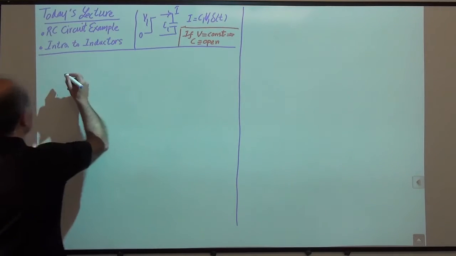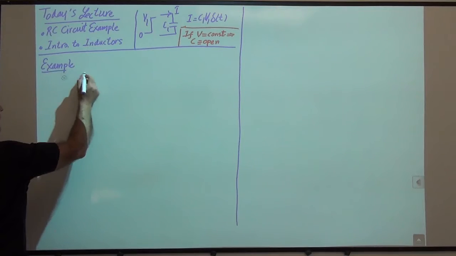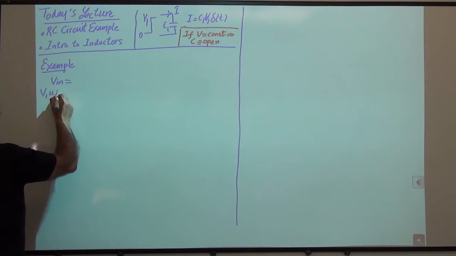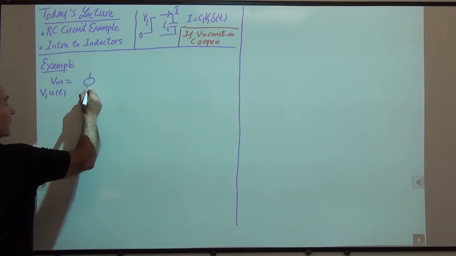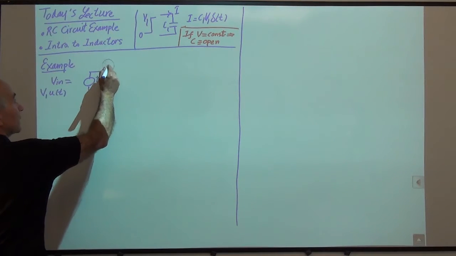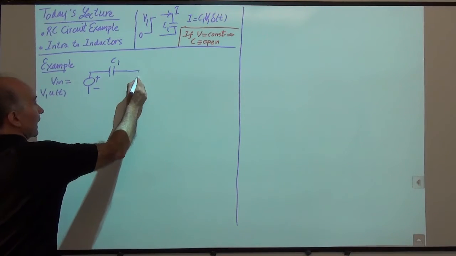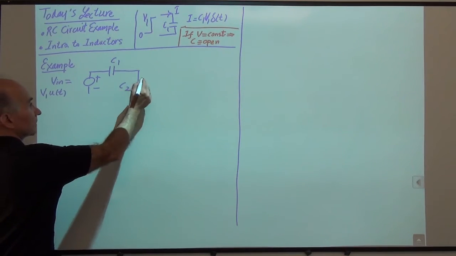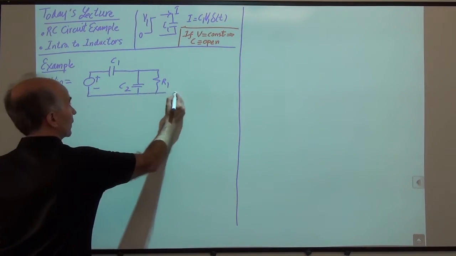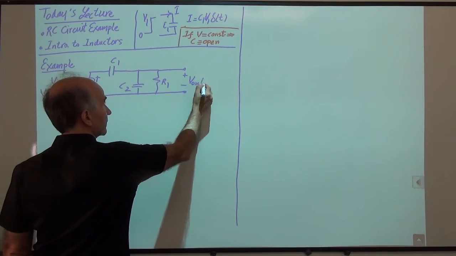So we have this example where we again have a step. So Vin is equal to V1 U of t, and this step is applied to a capacitor C1, another capacitor C2, and a resistor R1. And we are interested in this voltage here as a function of time.